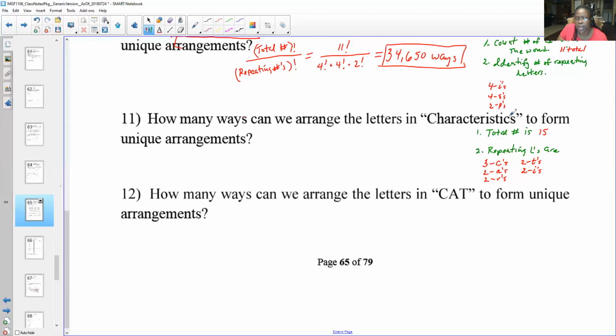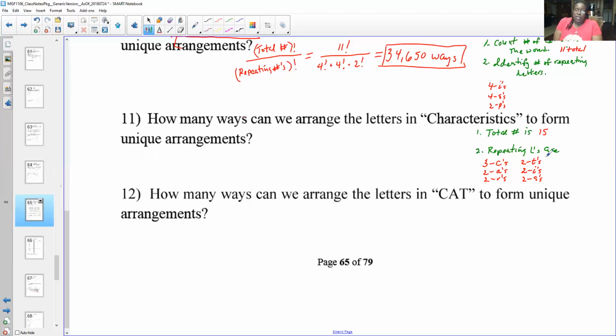Let's see, we have 2 S's going on there. Gotta be very careful to make sure you're getting everything. All right, 2 S's. And I think we got everything. Okay. All right, so now we've got everything. Now let's go ahead and put it all together.